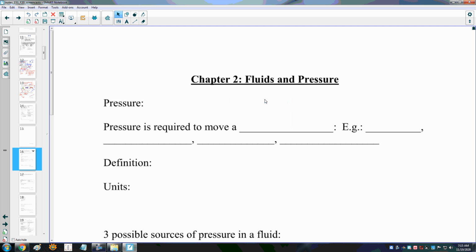Chapter 2 is really a fun chapter because there are a lot of cool applications, like for fluids and fluid flow and pressure. It's also really important for the human body because, of course, the human body has a lot of fluids in it. And so in order to understand how those fluids move about the human body or how they operate within the body, it's very important to understand the physics behind fluids and pressure.